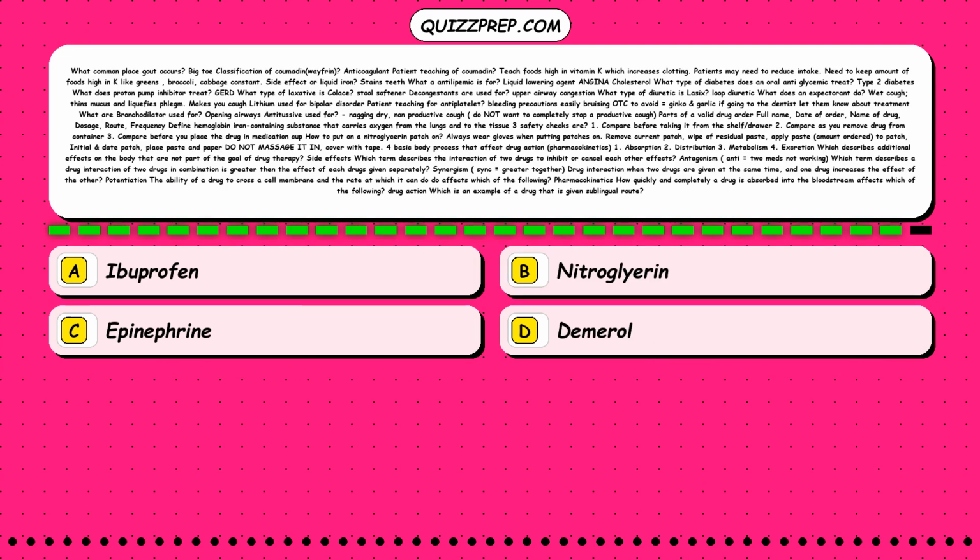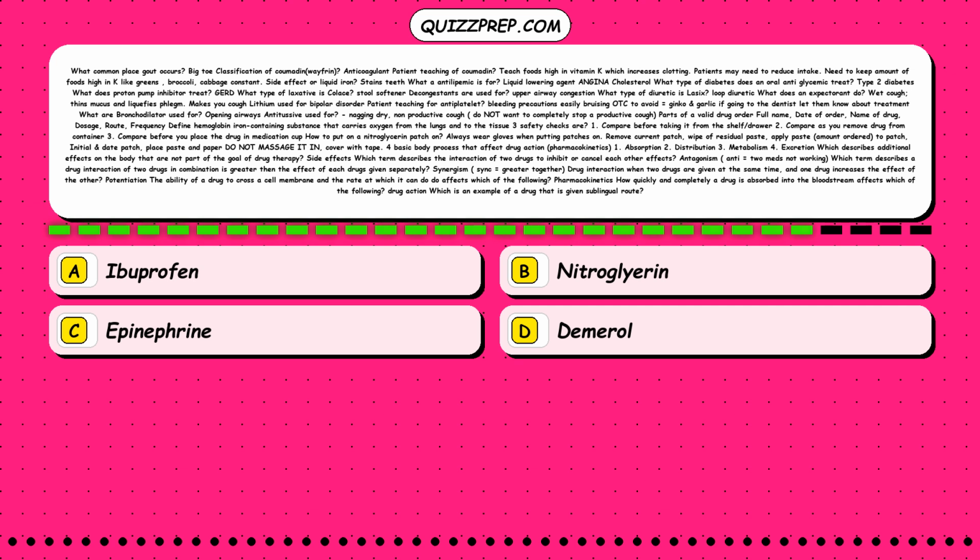Question 354. What commonly is affected when gout occurs? The big toe. Classification of Coumadin, warfarin: anticoagulant. Patient teaching for Coumadin: teach that foods high in vitamin K increase clotting. Patients may need to reduce intake. They need to keep the amount of foods high in vitamin K, like greens, broccoli, and cabbage, constant.